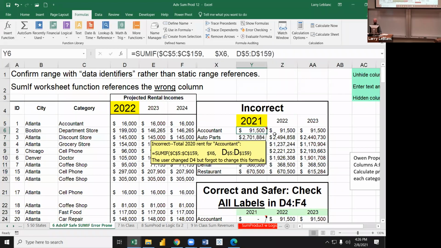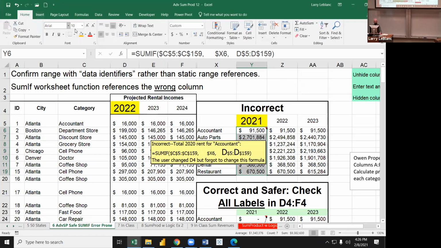The sum if the labels in C, that is accountant, department store, discount store, equals X6, that's accountant, then add up the numbers in column D. That's the error. Look at the large font, D. D is not right. D is for 2022. So it's a little bit safer to check the labels within your formula. This is wrong. These should all be 0. Do you agree? Those gold ones should all be 0 because there are no data for 2021.